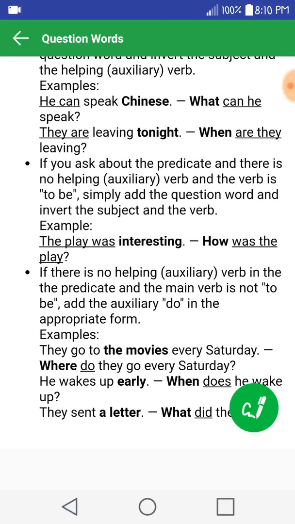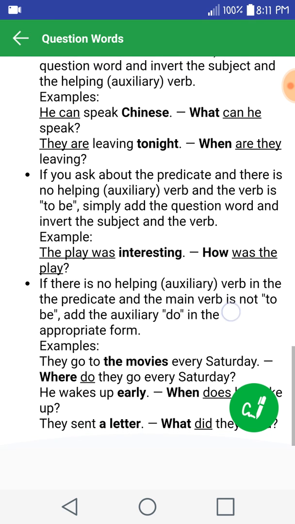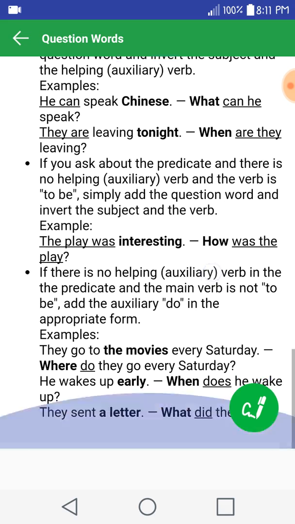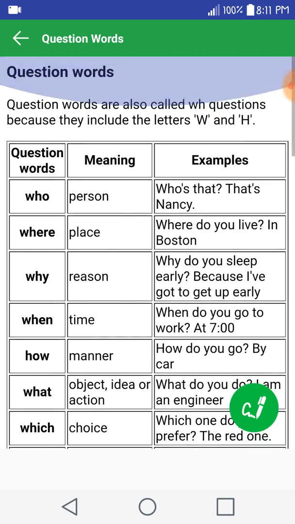If there is no helping, or we may say auxiliary verb, in the predicate and the main verb is not to be, add the auxiliary do in the appropriate form. Like here we have some examples. They go to the movies every Saturday. Where do they go every Saturday? He wakes up early. When does he wake up? They sent a letter. What did they send? So this is our today's lesson.